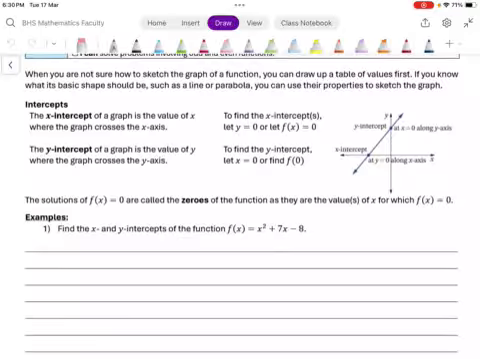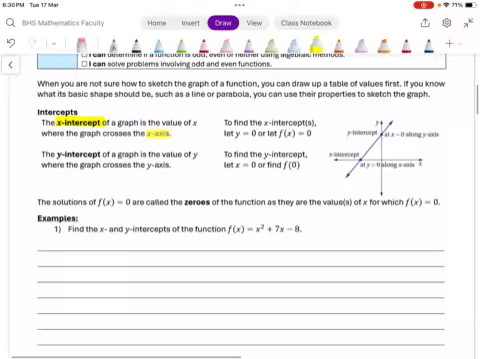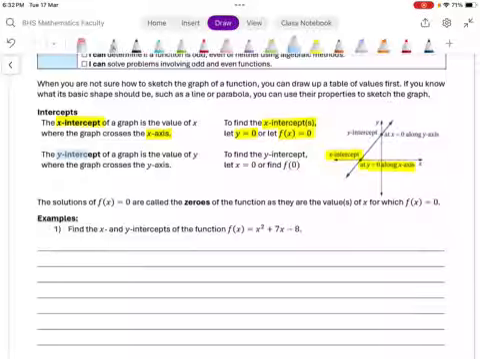The x-intercept of a graph is the value of x where it crosses the x-axis. So our x-intercept is over here, and how we find our x-intercepts is when y equals 0 or our function equals 0. So to find our x-intercept, we let y equal 0 because it's at y equals 0, which is along our x-axis. Now, the y-intercept of a graph is the value of y where the graph crosses the y-axis. So up here is our y-intercept, and it's when x equals 0.